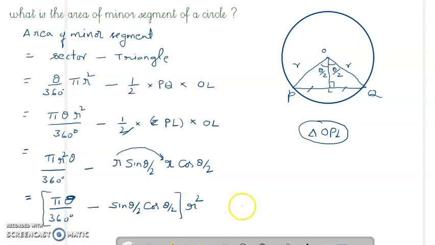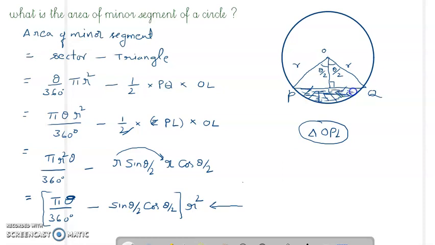So this formula will give you the area of the minor segment of any circle with radius r, and theta is the sectorial angle. I hope you understand the concept. You can use this formula to find the area of this minor segment. So we have found this area that you are seeing on the screen, the minor segment.